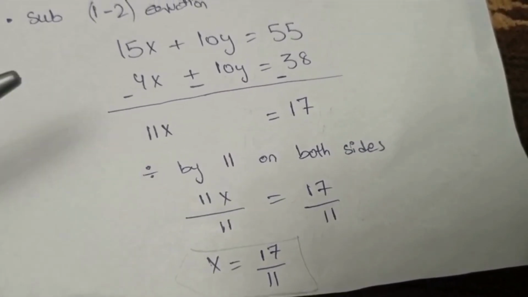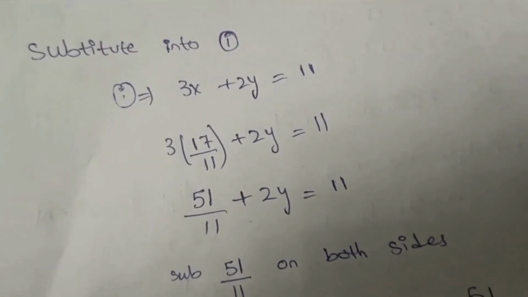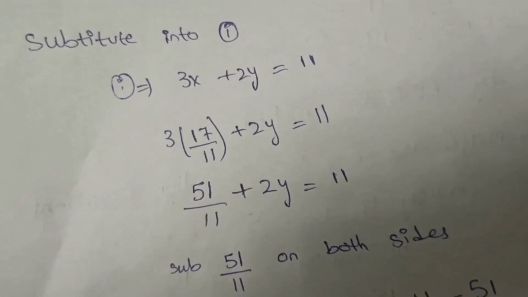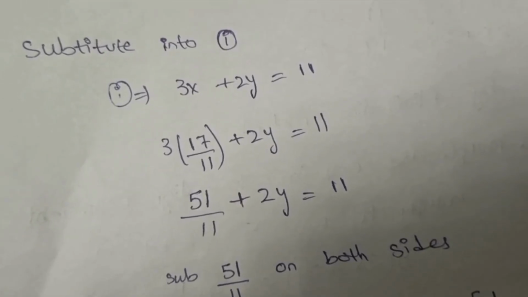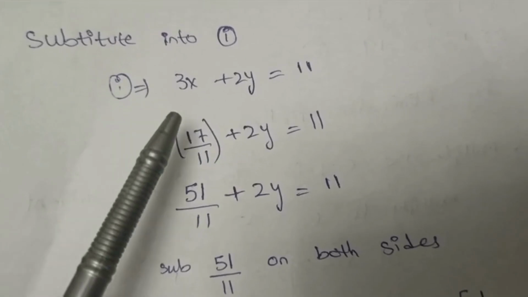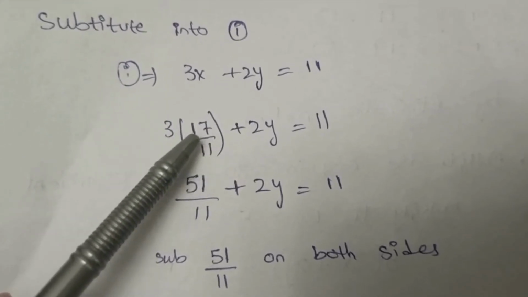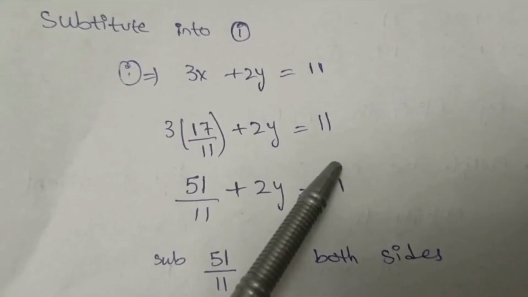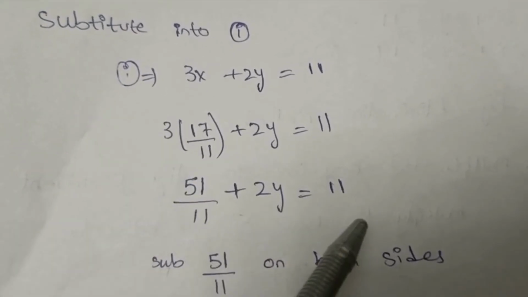Now as I told you, in elimination we find the value of one variable by adding or subtracting them, and we substitute it into any equation. I used equation 1, and that was 3x plus 2y is equal to 11. My value of x was 17 divided by 11, so the equation becomes 3 multiplied by 17 divided by 11 plus 2y is equal to 11. 17 times 3 is 51, so 51 divided by 11 plus 2y is equal to 11.